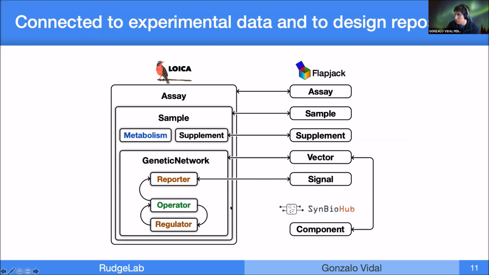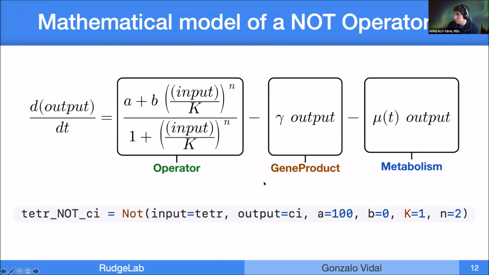So this is the mapping of the communication from Loica to Flapjack. Assay, sample, and supplement are the same objects on both. The reporter on Loica is connected to the signal on Flapjack, and finally the genetic network is connected to a vector on Flapjack, which in turn is connected to an SBOL component through a SynBioHub URI.